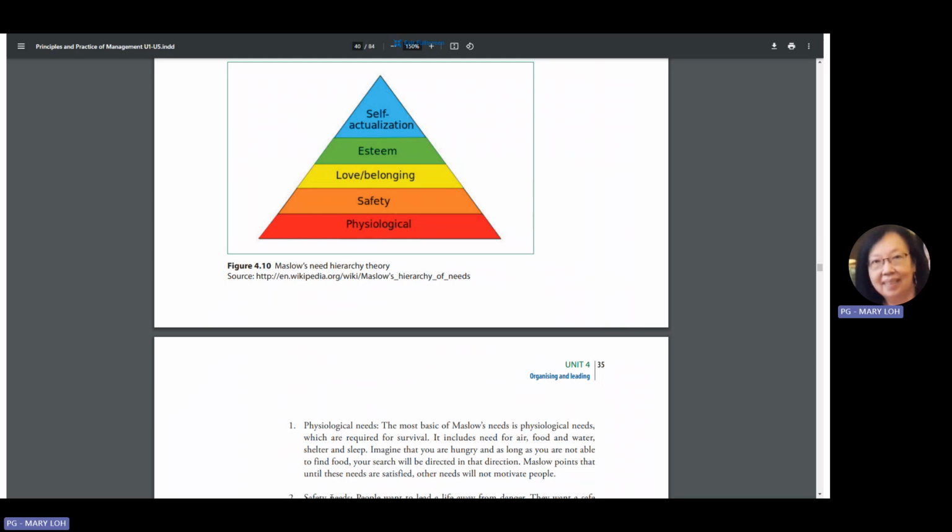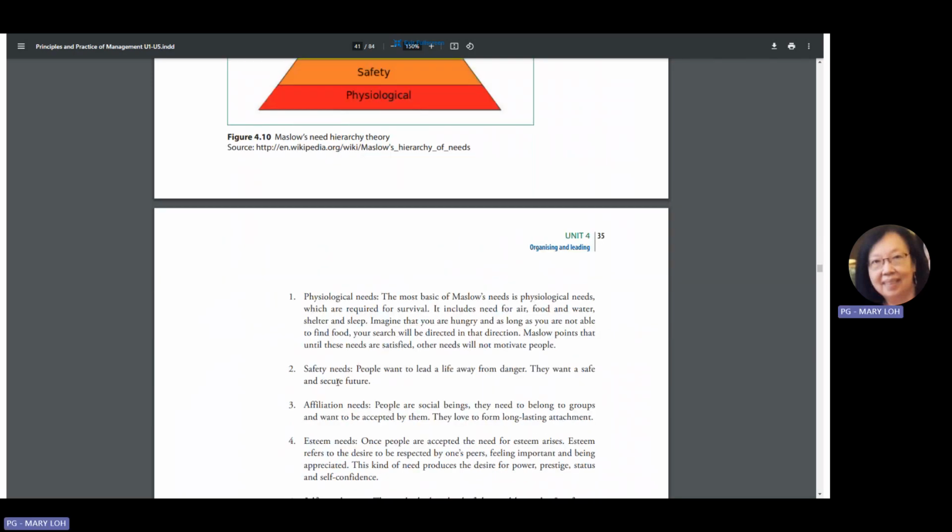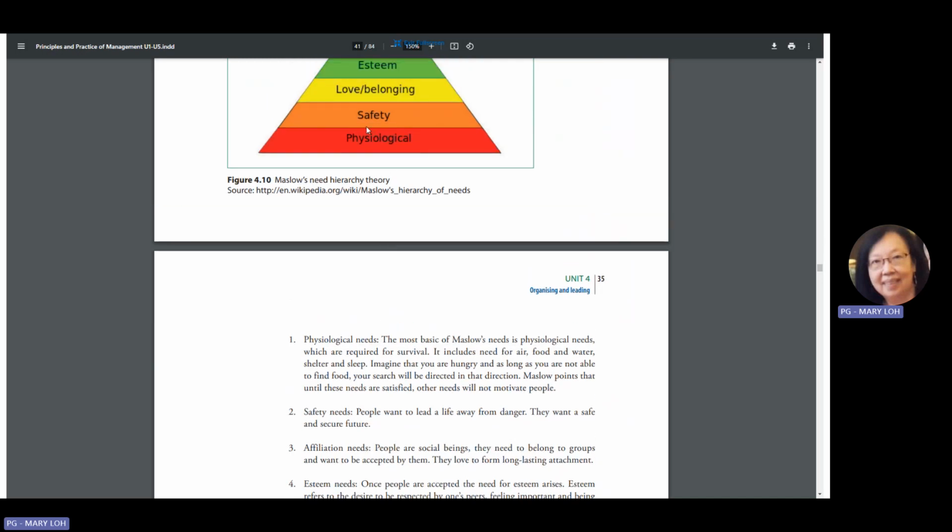Okay, and the second level is talking about safety needs. So once this level of needs has been satisfied, once people are comfortable with their pay, the next need they want to fulfill is the next level, which is the safety or security needs. When a person works in a company, they want to feel safe. They want to have a safe environment. Besides that, they also want to feel secure.